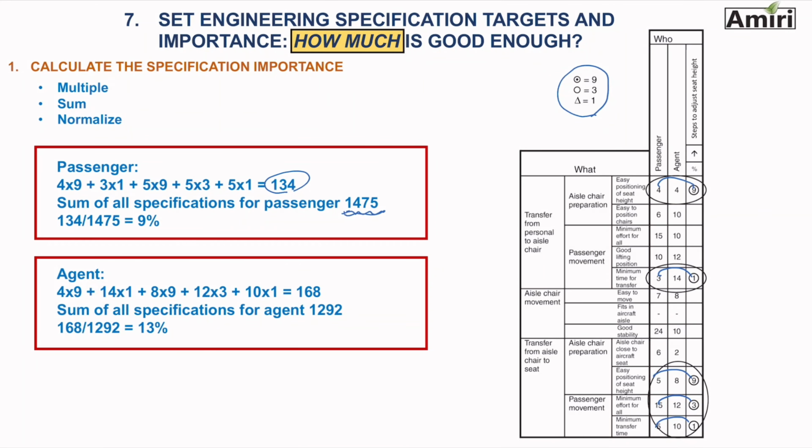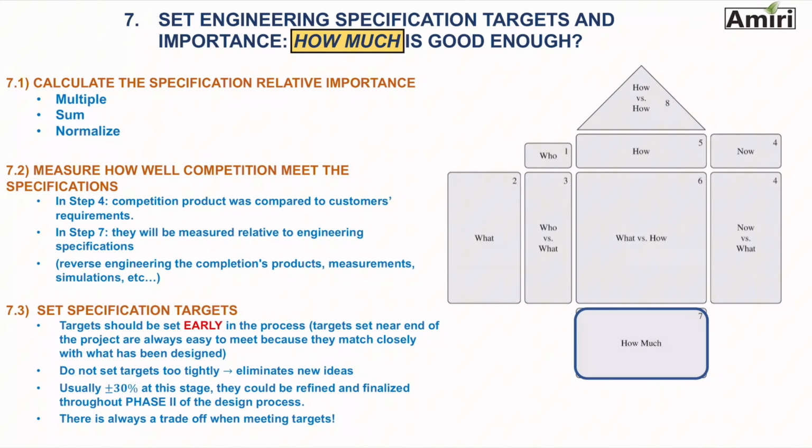The second part of this is to do the same thing for competition. What you did in step 4 for the Colab and Deltor, you've got to do the same thing for your competition and figure out how strong their engineering specifications are in relation to customer requirements. Once you figure that out, then you develop sets of design targets for your engineering specifications.